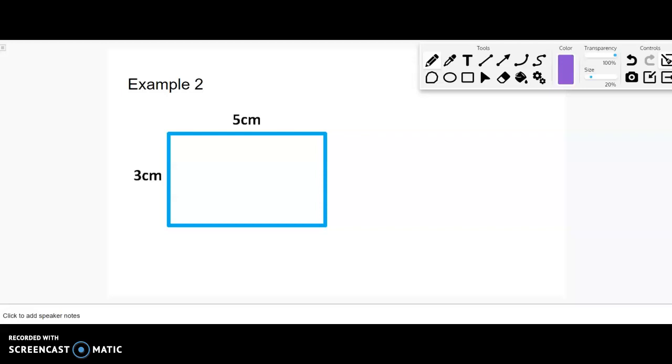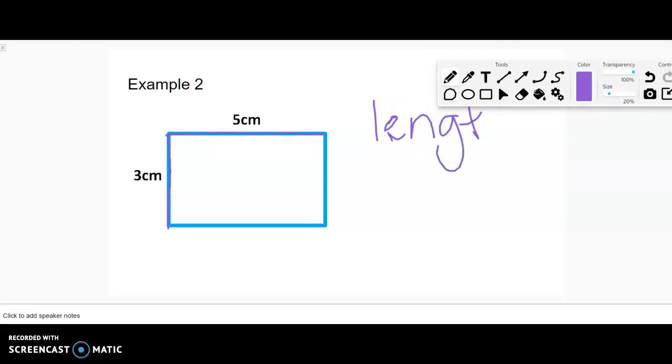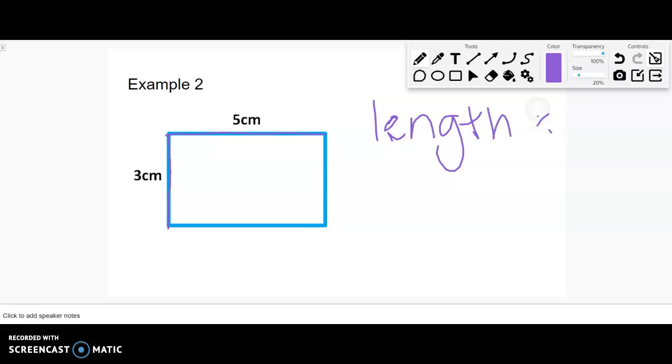So say it gives me the dimensions. Usually consider that the length is 5 centimeters and the width is 3 centimeters. So since it's a rectangle, I can just do the length times the width. I'm going to pause. I want to see if you can, on your paper, figure out what the answer is. Or if you need to pause it and figure it out, then play it when you've got it.